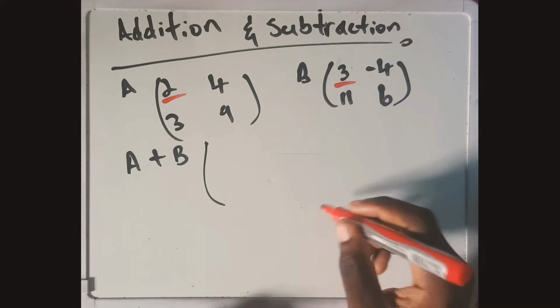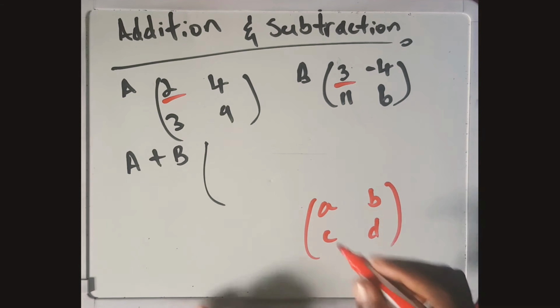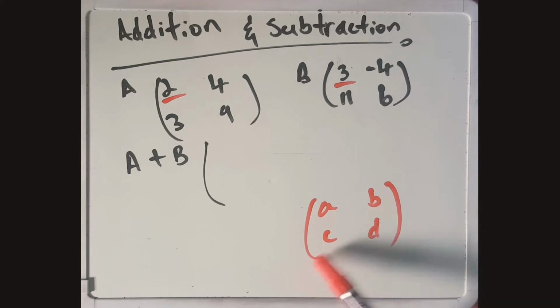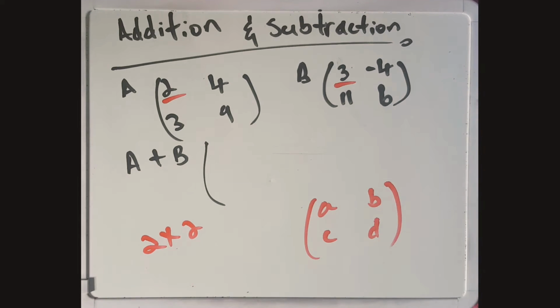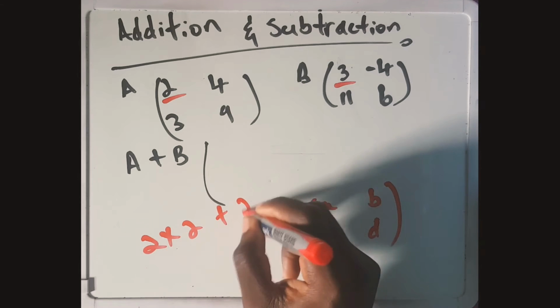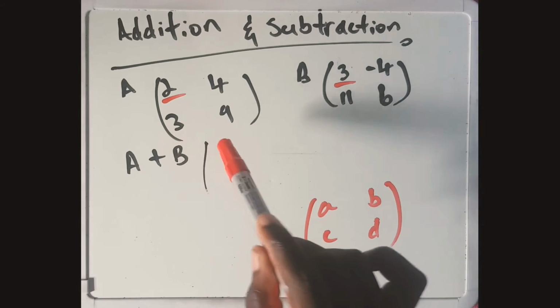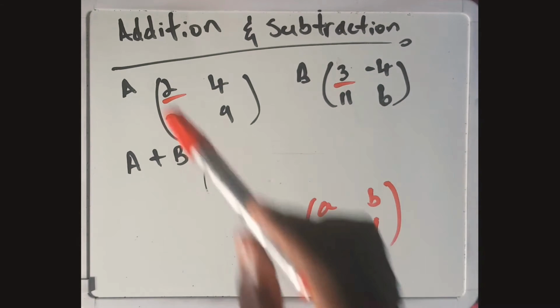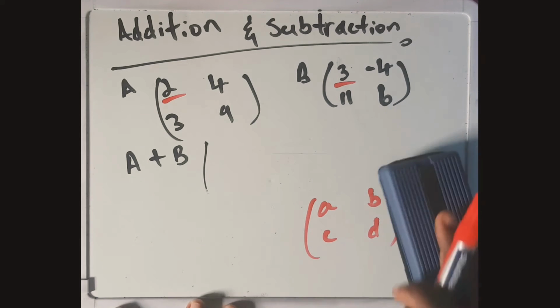A matrix is normally set up like this: a, b, c, and d. So these are the positions in a 2 by 2 matrix. When adding, something I should have said earlier, the matrices must be the same order, meaning you can't add a 2 by 2 to a 2 by 1, and you can't subtract it either. Both matrices here have 4 elements, making them 2 by 2 matrices, so I can add. So let's do that.